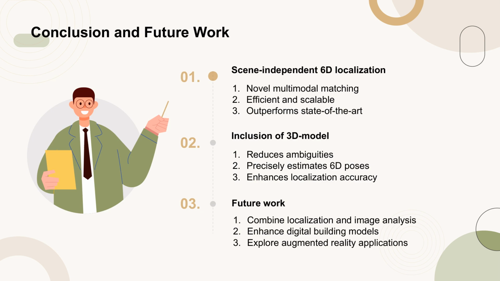This paper presents a novel method for scene-independent 6D localization in indoor scenes. The method involves a new approach to multimodal image matching, which is both efficient and scalable. It significantly outperforms existing state-of-the-art methods in terms of localization accuracy and inference speed. The inclusion of a 3D model helps to reduce ambiguities, allowing for precise estimation of 6D poses.